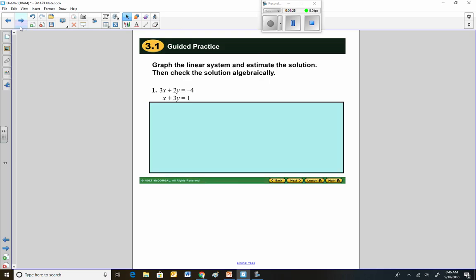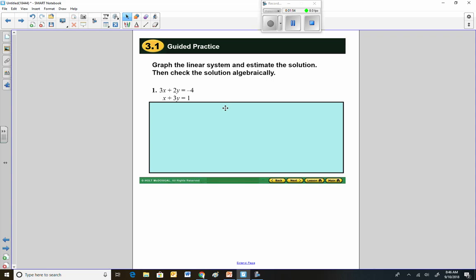All right, let's take a look at this. Graph the linear system and estimate the solution. Then check the solution algebraically. So you're going to go ahead and grab your piece of graph paper and graph this line, 3x + 2y = -4. I would suggest you use your x-intercepts and your y-intercepts by plugging in 0. Okay, pause your video after you've graphed these, write down the solution, and let's see if it's true.